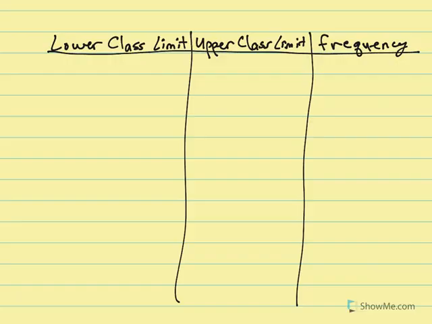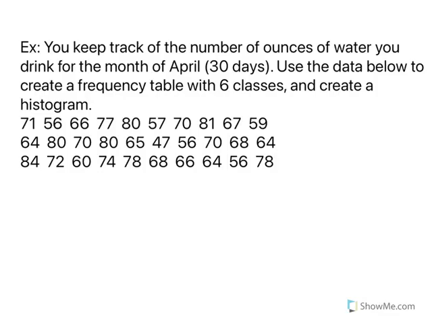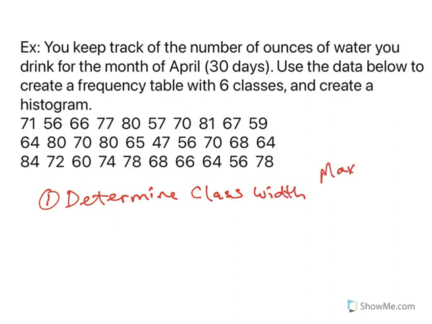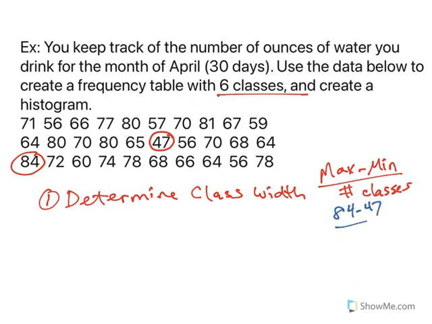Okay, there are steps to this. So, step 1, we need to determine the class width. The class width is determined by taking the maximum number, subtract the minimum number, and divide it by the number of classes. So in this case, our maximum number is 84, our minimum number is 47, and we're told we're using six classes. So I would take 84 minus 47 divided by 6. That gives me 37 divided by 6, which is 6.16 and repeating.